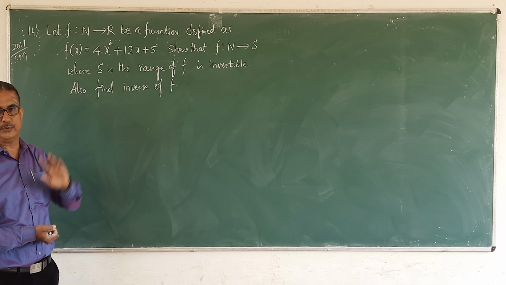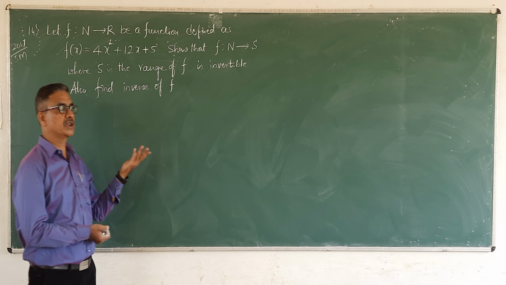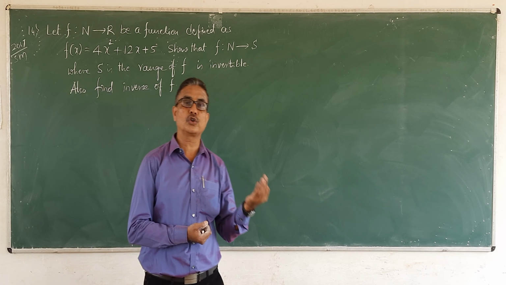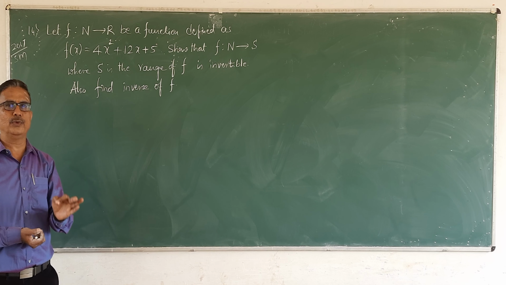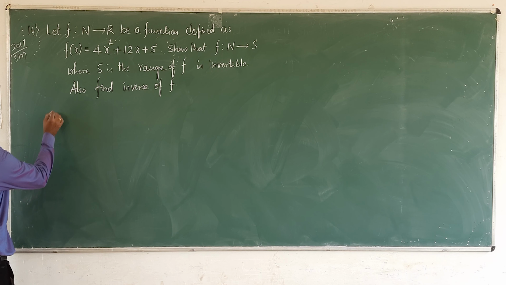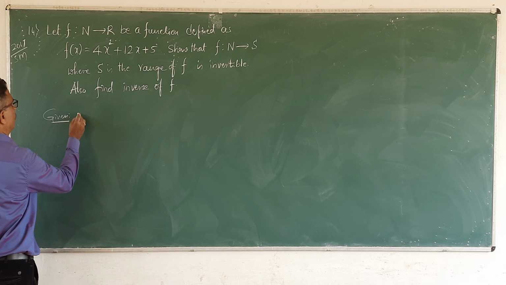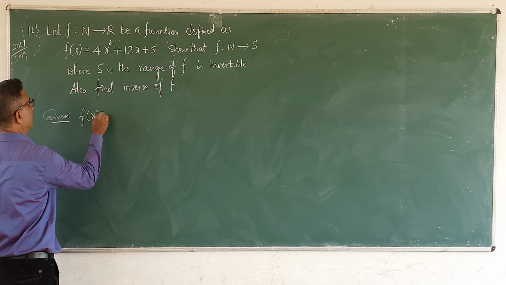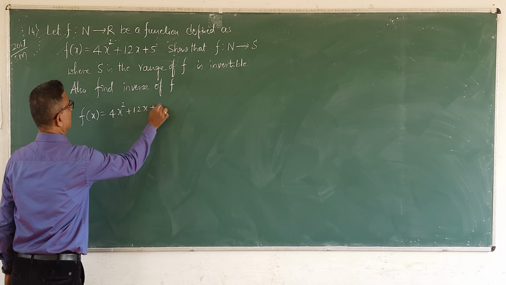Again, the given function is invertible. As you know the definition of invertible, which is both one-one and onto. Now we should prove that the given function is one-one as well as onto. Now look here, given data: f of x is equal to 4x square plus 12x plus 5.